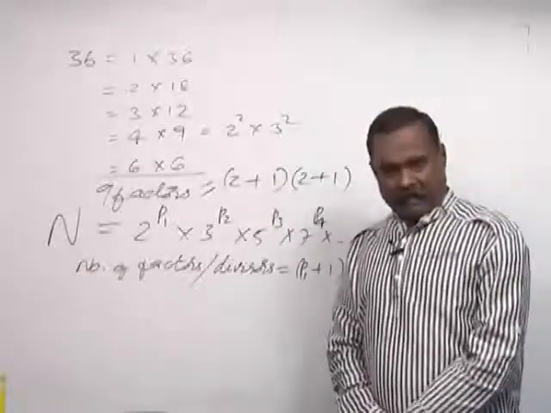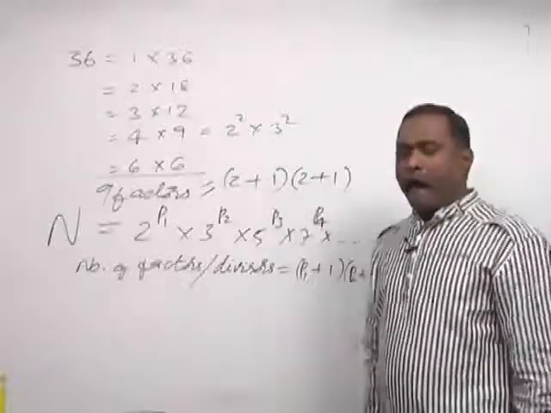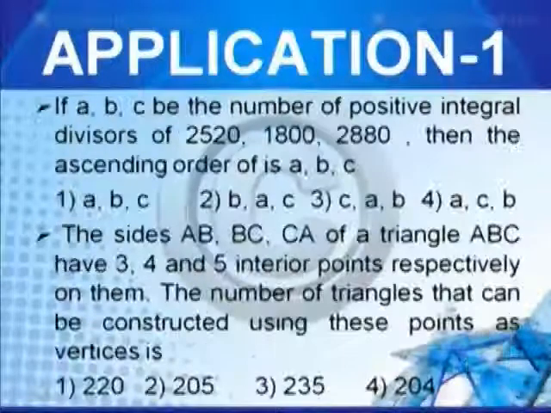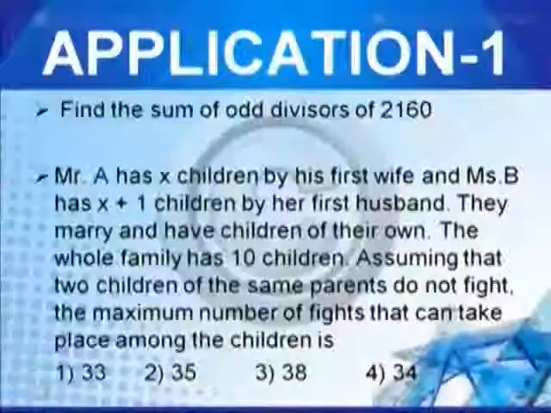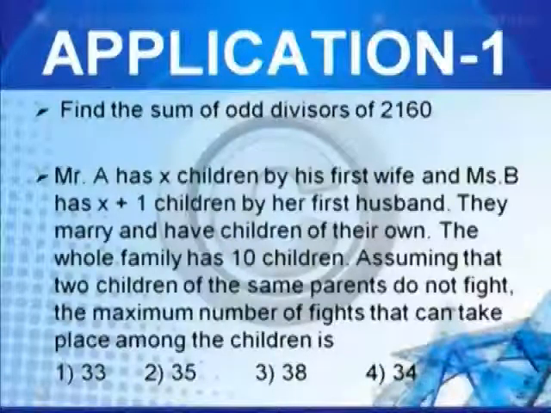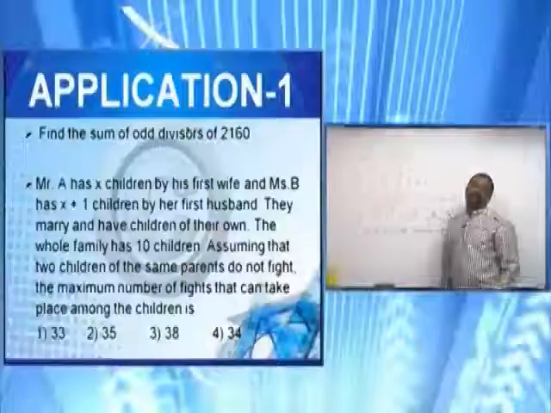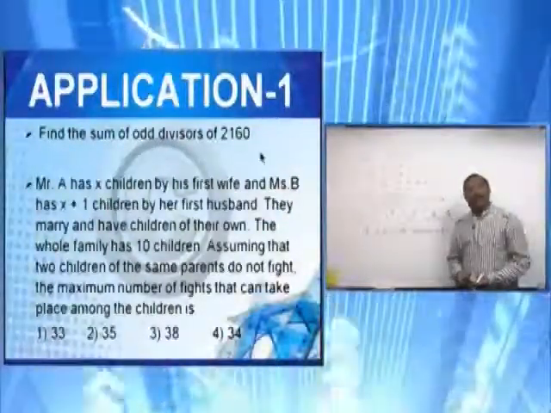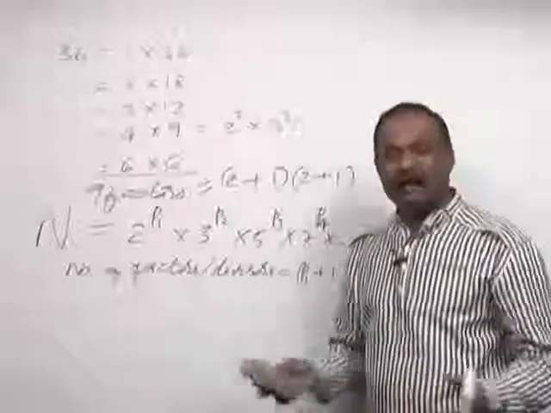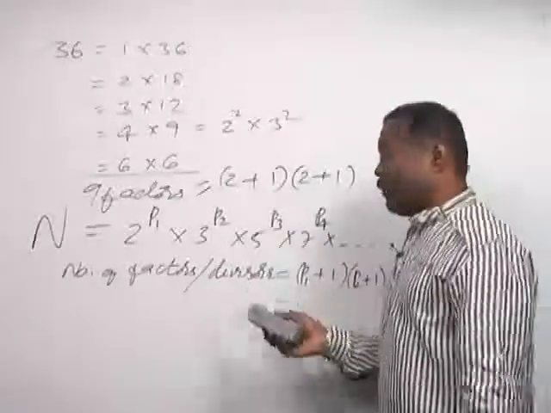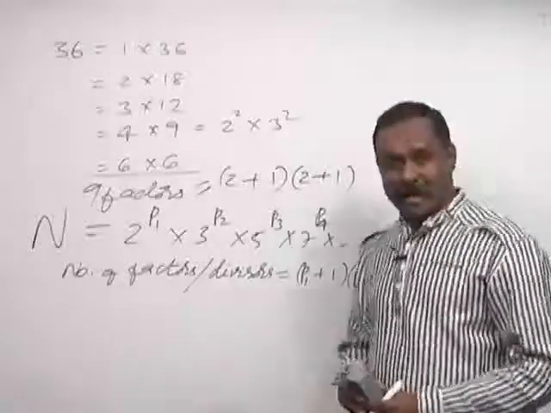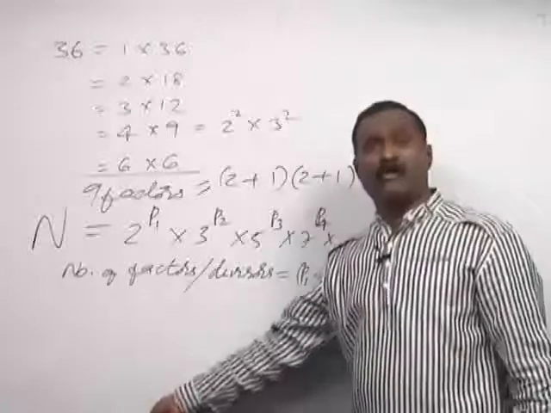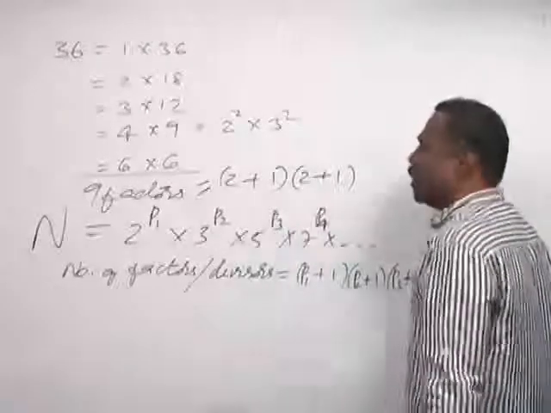Let us apply this to a problem which is there. Next. Yes. Find the sum of odd divisors of 2160. What does it mean? Find the odd divisors of 2160. Sum I have given there, not the number of odd divisors. But from this formula, you can now find out the number of even divisors and the number of odd divisors. How is it possible? Let me say.